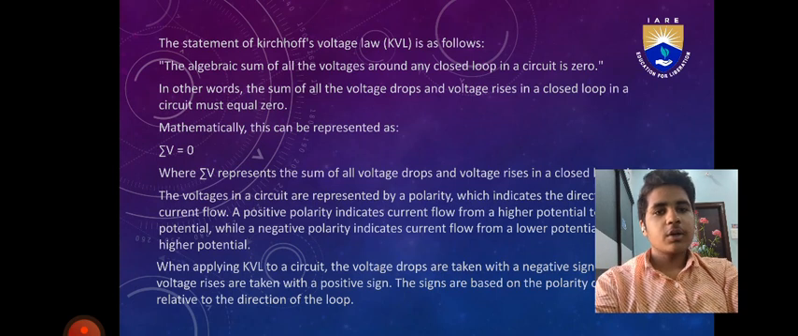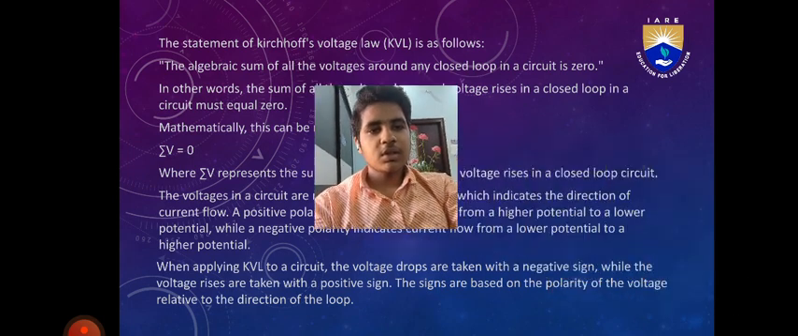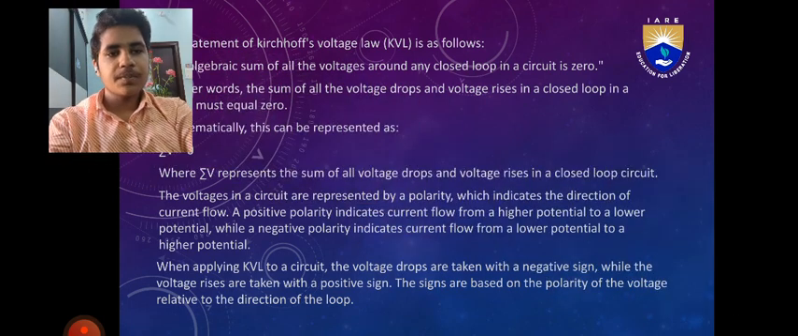So the statement of Kirchhoff voltage law is as follows. The algebraic sum of all voltages around any closed loop is equal to 0. In other words, the sum of voltage drops and voltage rises in a circuit should be equal to 0. Mathematically, this can be represented as sigma V = 0. Here, sigma V represents the sum of voltage drops and voltage rises in a closed loop circuit.